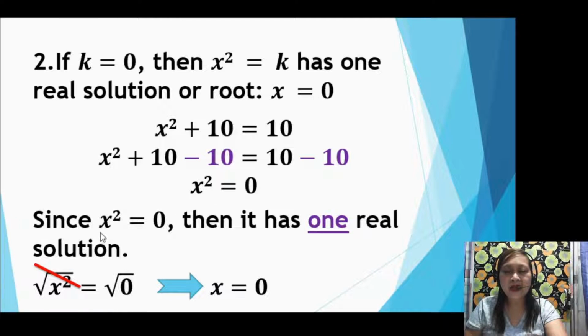Since x squared is equal to 0, then it has one real solution. And to solve that, we will extract the square root of both sides of the equation. So we will cancel now the radical symbol and the exponent 2. So x is equal to 0 because the square root of 0 is 0. Why? 0 times 0 is 0.